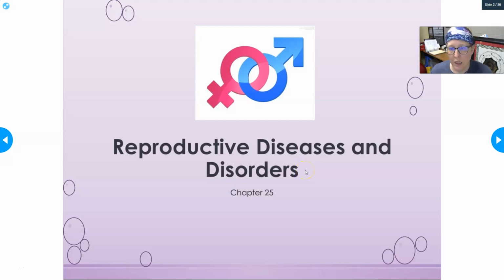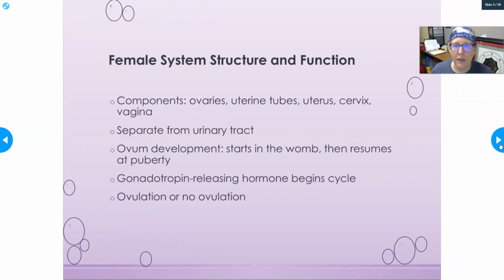We're going to talk reproductive diseases and disorders for this chapter 25 of our clinical chemistry lessons. We're going to do a quick review of the female system. The components of the female reproductive system are the ovaries, the uterine tubes, also referred to as the fallopian tubes, the uterus, the cervix, and the vagina. In a female, the reproductive tract is separate from the urinary tract. They have two separate openings.